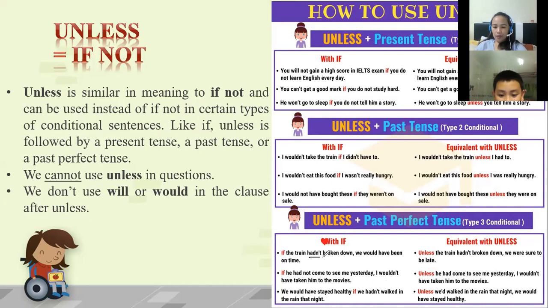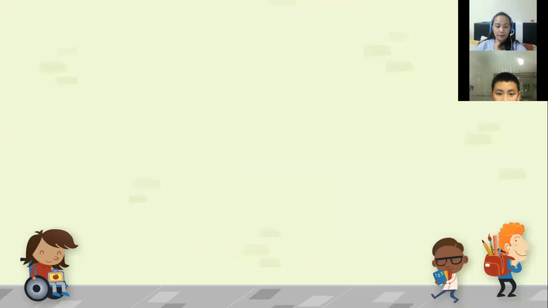Okay, hadn't broken down. So this is the past perfect tense, okay? These are the past perfect tense with the use of if. And then this is the past perfect tense with the use of unless. Unless the chain hadn't broken down, he had come. So always remember, how are you going to identify the past perfect tense? With the word had and the past participle of the verb. So let's move on. Do you have any questions with that?